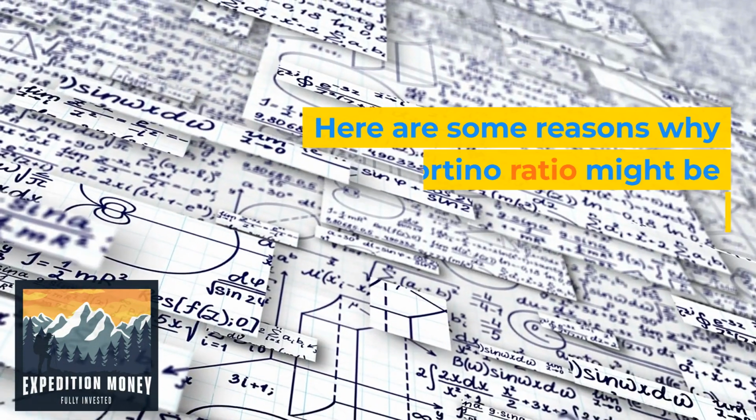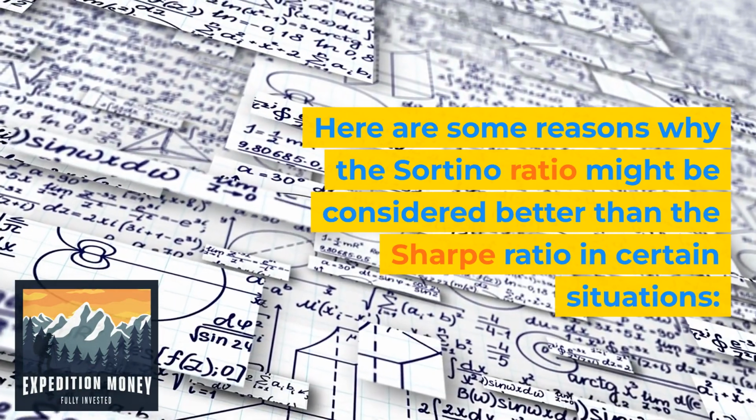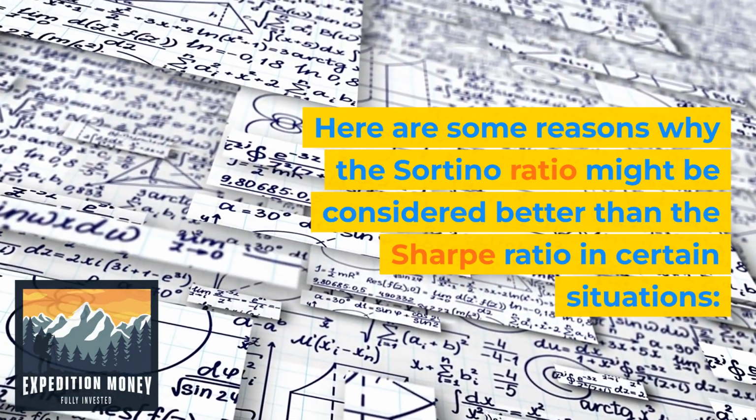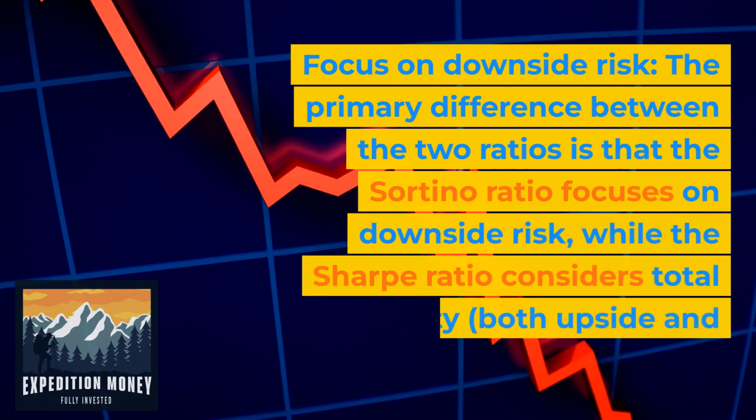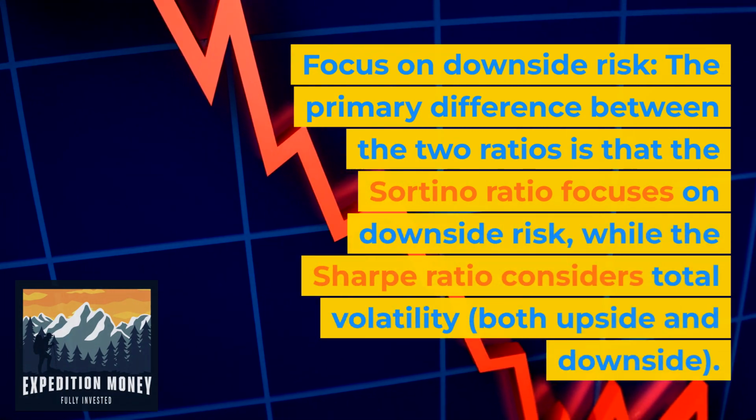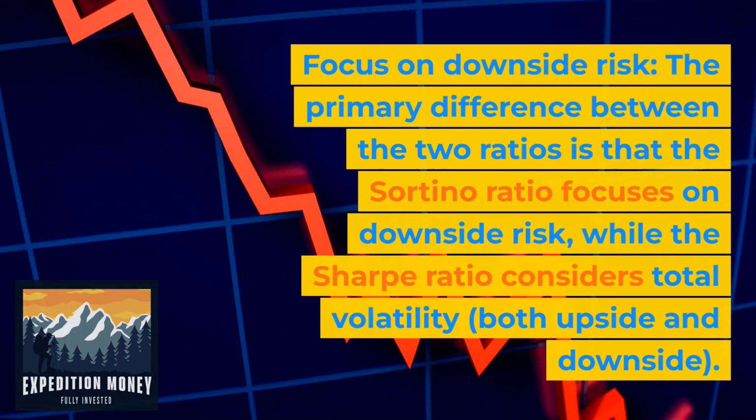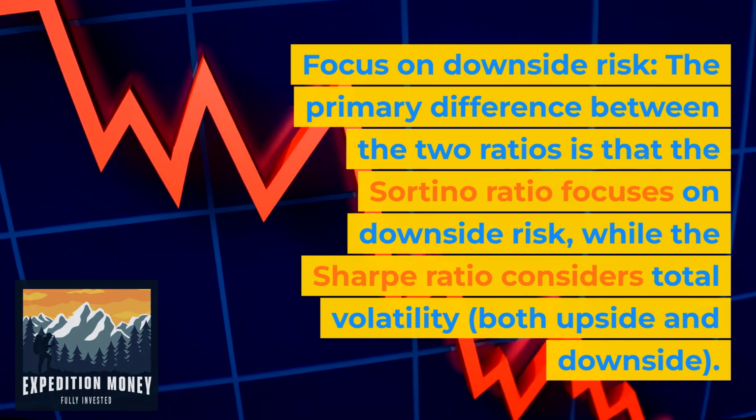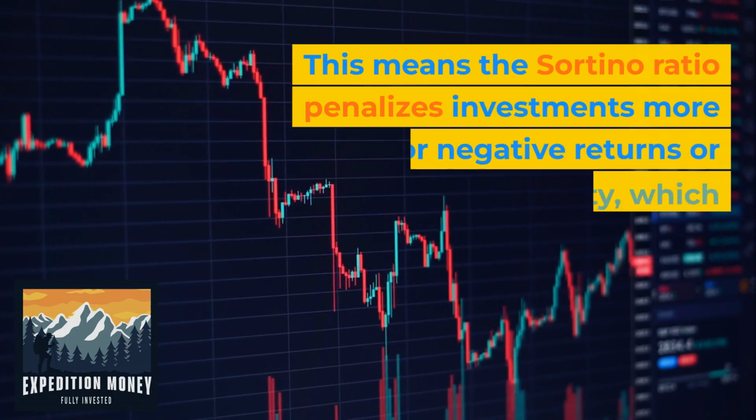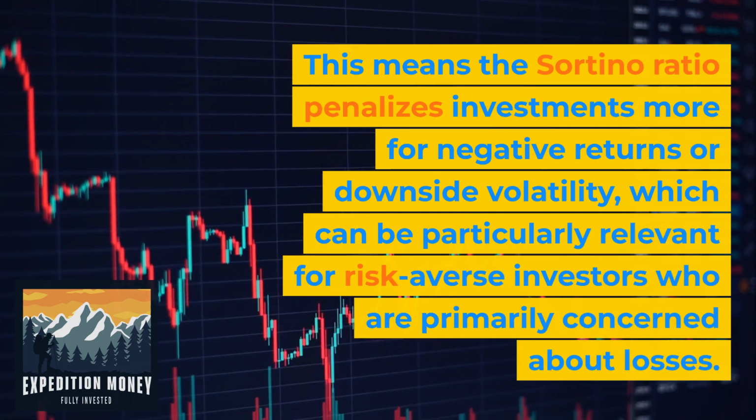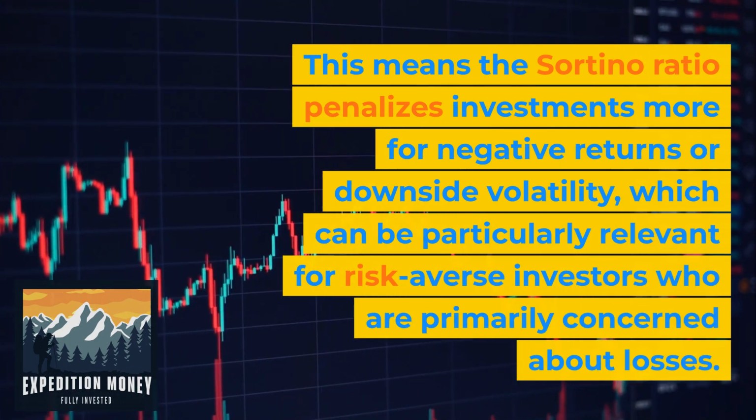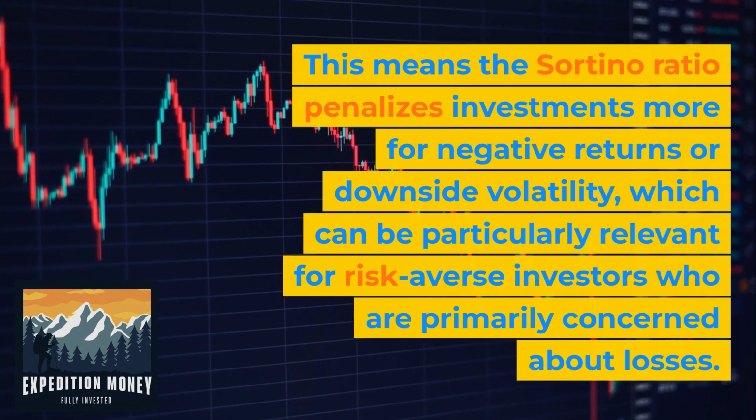Here are some reasons why the Sortino ratio might be considered better than the Sharpe ratio in certain situations. 1. Focus on downside risk. The primary difference between the two ratios is that the Sortino ratio focuses on downside risk, while the Sharpe ratio considers total volatility. This means the Sortino ratio penalizes investments more for negative returns or downside volatility, which can be particularly relevant for risk-averse investors who are primarily concerned about losses.